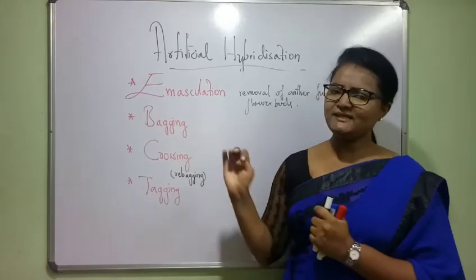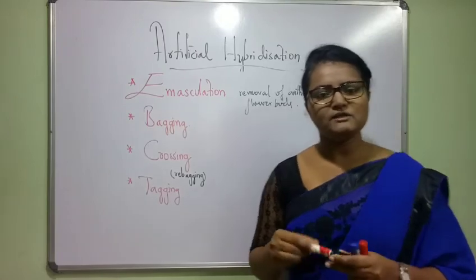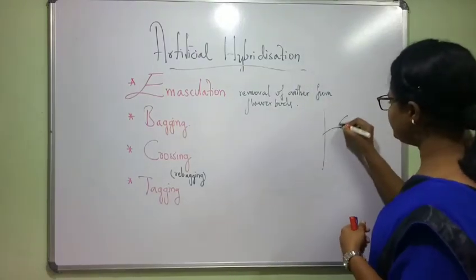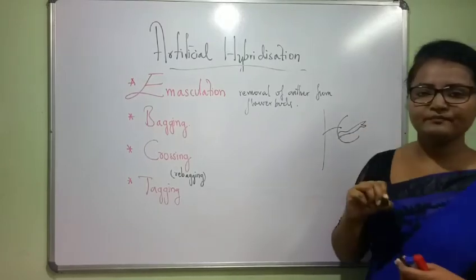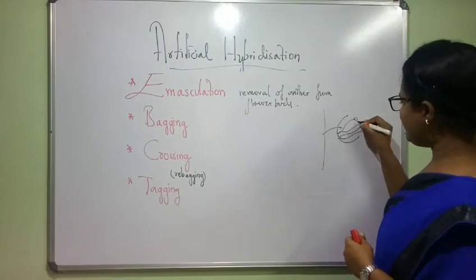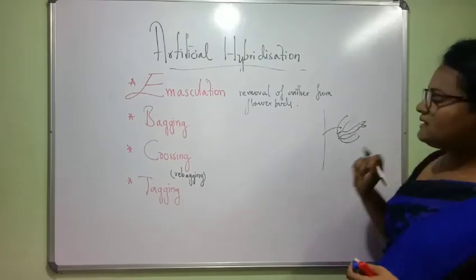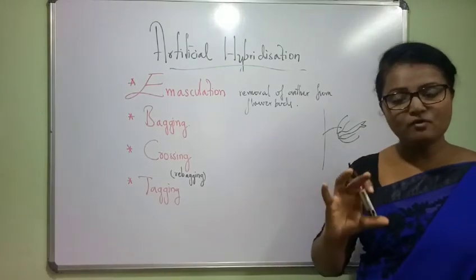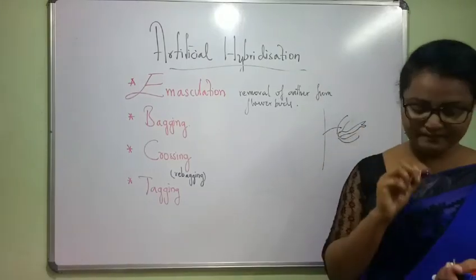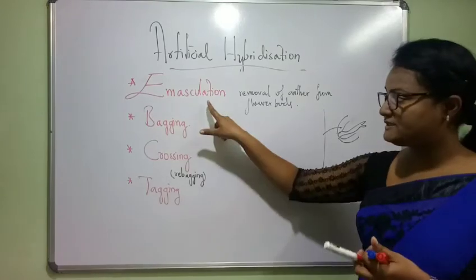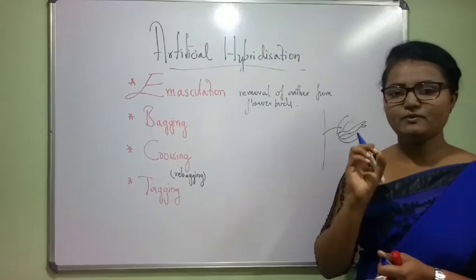So just consider now the example of bisexual flowers only. What happens within the flower? There is the pistil, and these are anthers. By emasculation, they remove the anthers at the bud stage. Now the flower contains only the female reproductive part, remember. After this step, the flower contains only the female reproductive part.